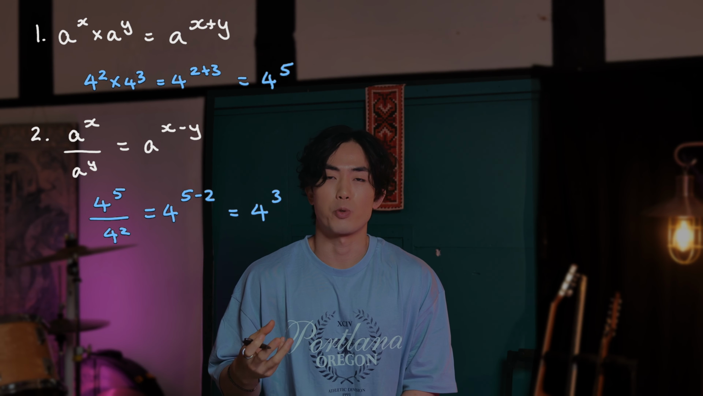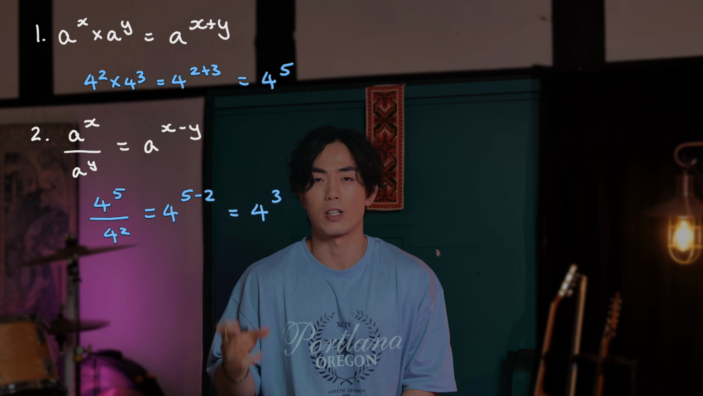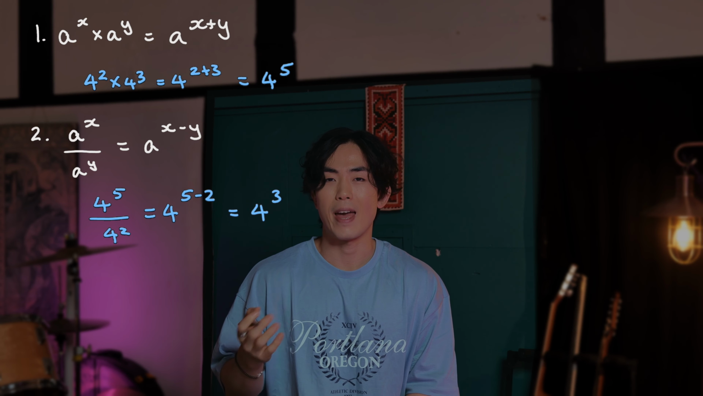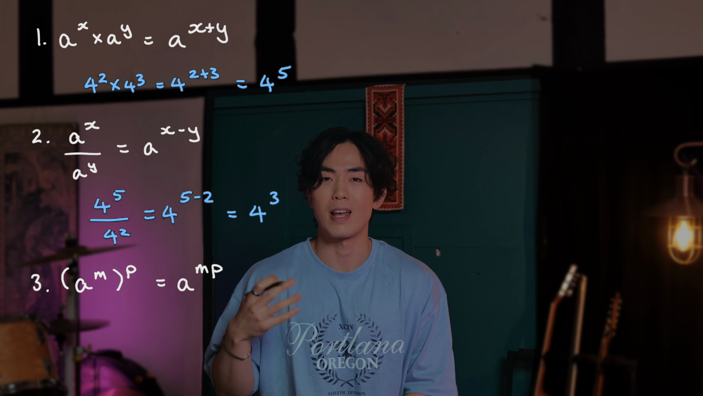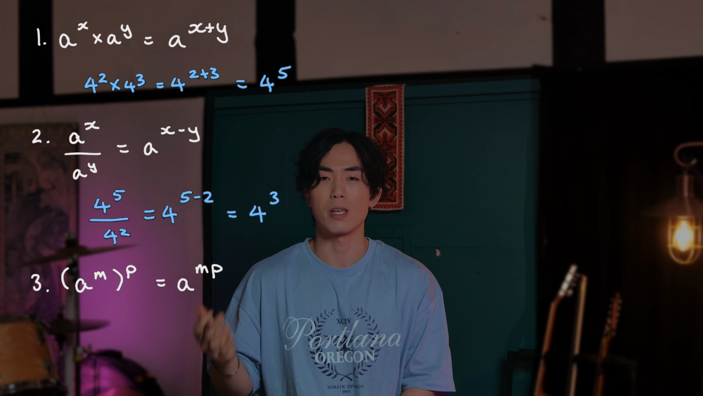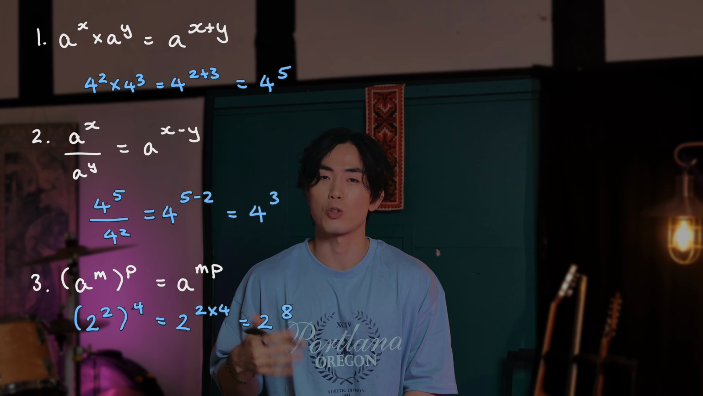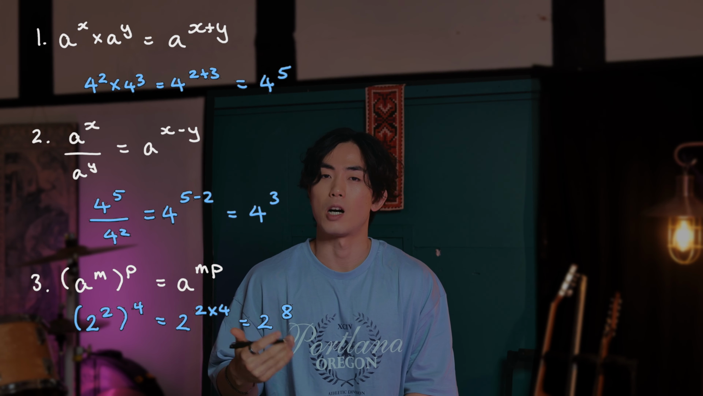Now if you have an expression which has been raised to a power, and then we raise that to another power, then all we have to do is multiply the two powers together. So for example, a to the power of m, which has been raised to the power of p, will be a to the power of mp. So let's say 2 squared to the power of 4 will be the same thing as 2 to the power of 2 times 4, 2 to the power of 8.